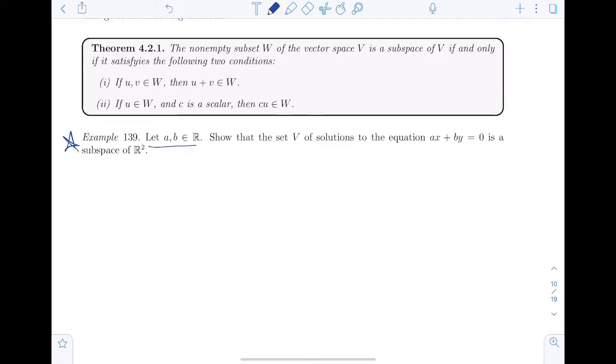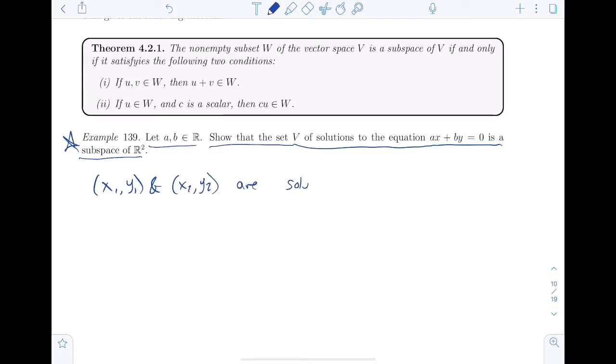Let a and b be real numbers. Show that the set V of solutions to the equation ax plus by equals 0 is a subspace of R2. Now, if it wasn't your homework question, it was related to a homework question you had a little while ago. So let's do this. We're going to assume that x1, y1 and x2, y2 are solutions to ax plus by equals 0.